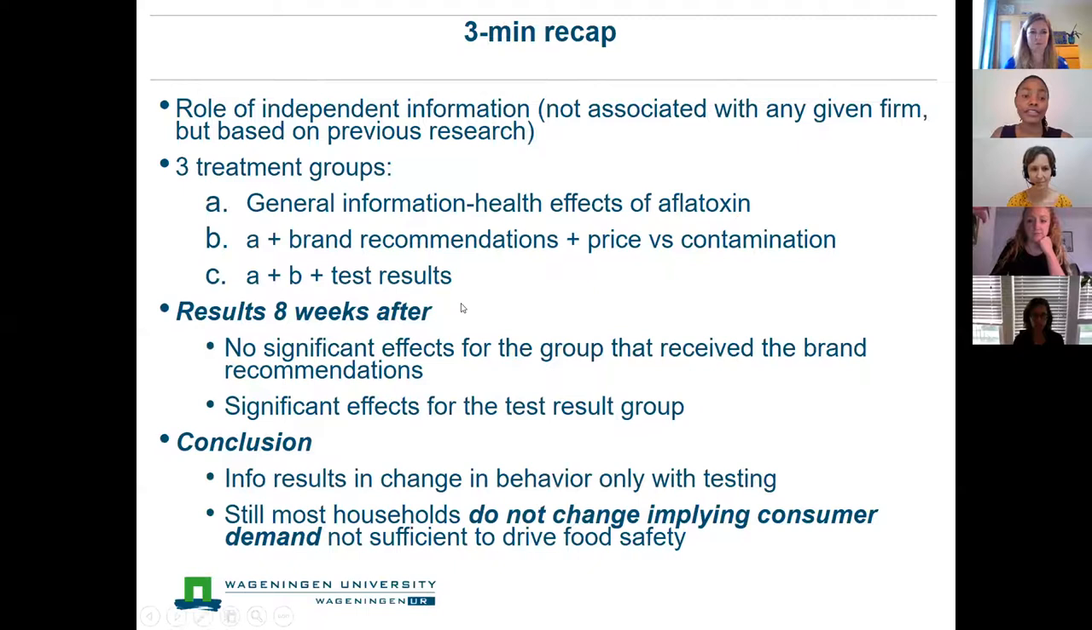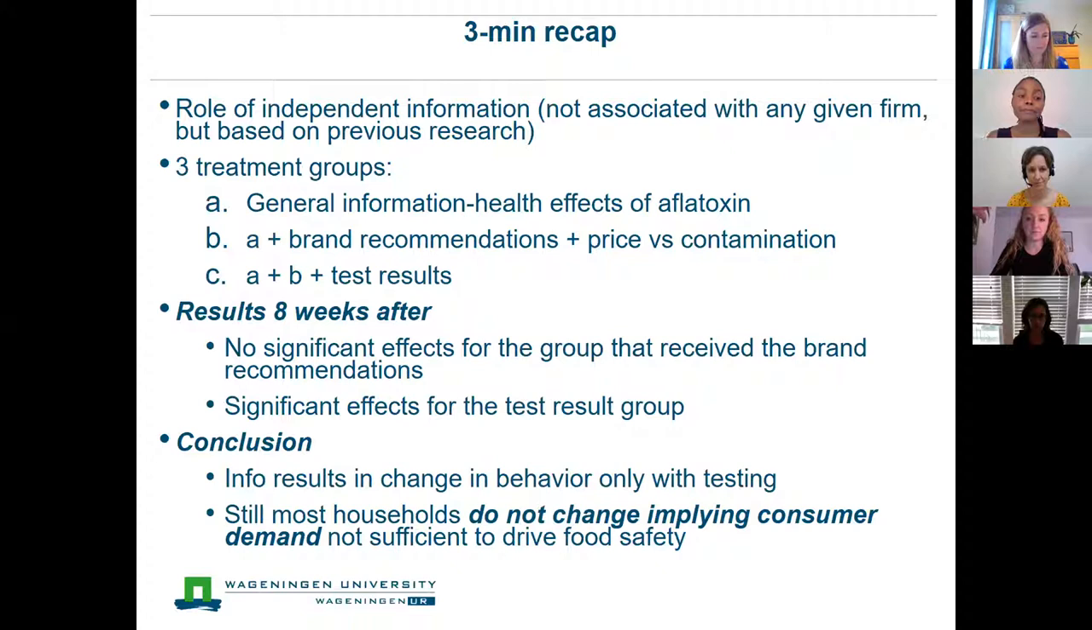In this study, we tested the role of independent information, and we call it independent because it's not associated with any given firm, but it's mainly based on previous research. We look at the role of this information in stimulating demand for aflatoxin-safer maize flour in Kenya.